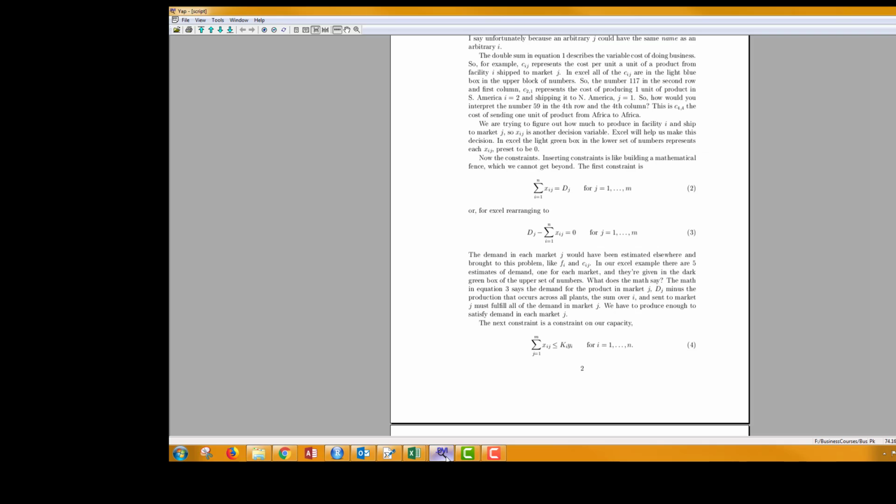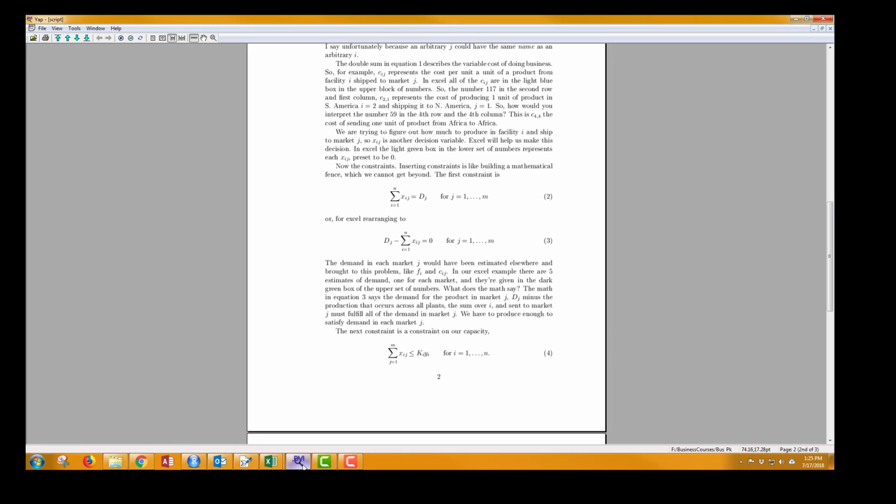So let's try to interpret the mathematics written back here. The math in equation 3 says the demand for the product in market J, that's D sub J, minus the production that occurs across all plants, the sum over I, and sent to market J must fulfill all the demand in market J. We must meet it. We can't be not creating product, leaving people hanging.